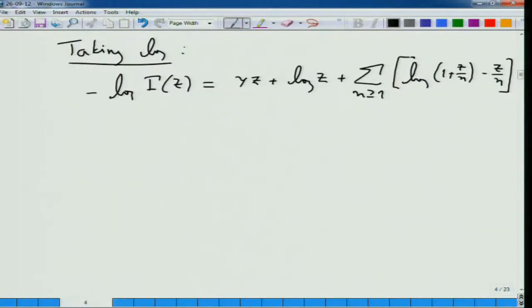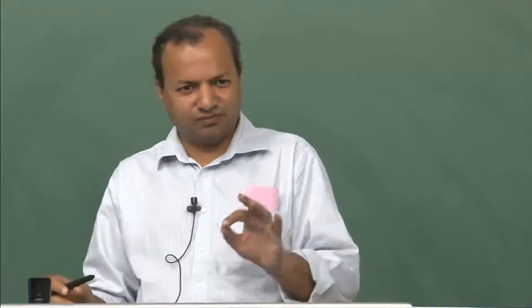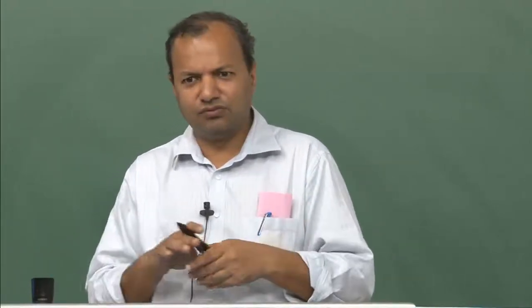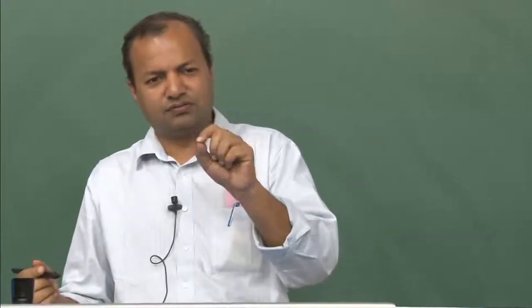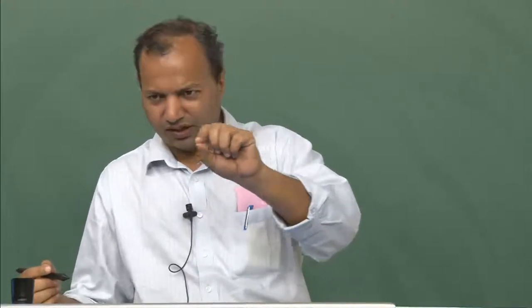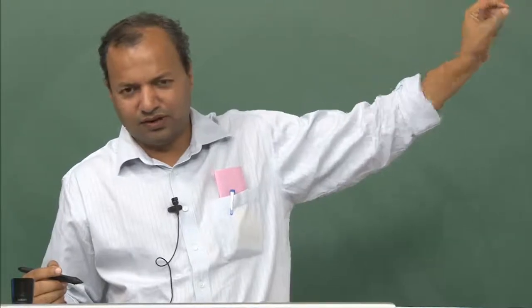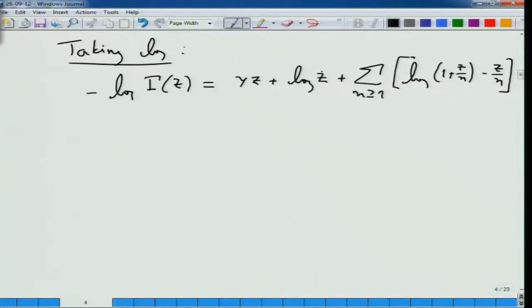Now, because we have taken the log, again we have to say something about the validity of this expression. The simplest way of describing the validity of this expression is to say that for whatever log of whatever thing we are taking, we cut that line from 0 to negative infinity, that real line, and say that on the rest of the domain it is well defined. But we are taking log of 1 plus z over n on the right hand side, and of course we are taking log z here also.